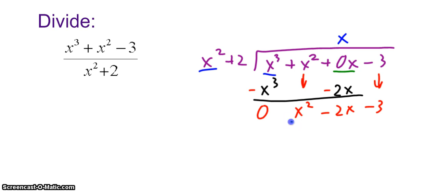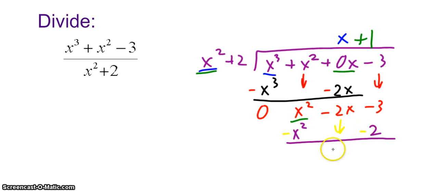Now I divide again. X squared divided by x squared. That's going to be 1. Now I multiply. 1 times x squared is x squared. 1 times 2 is 2. Now I subtract, and I end up with negative 2x minus 5. I would try to divide again, but I cannot do negative 2x divided by x squared. So I'm done at this point.